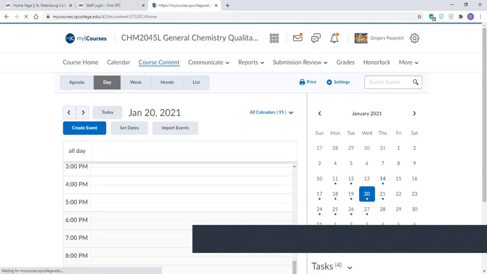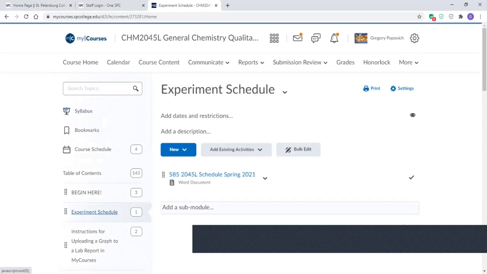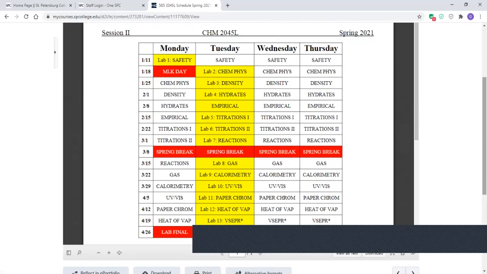Course content. If you want to look at the syllabus, you can click there. The experiment schedule is the thing that's important. Don't even worry about the course schedule. Look at the experiment schedule, because that's going to tell you which experiments are due when.